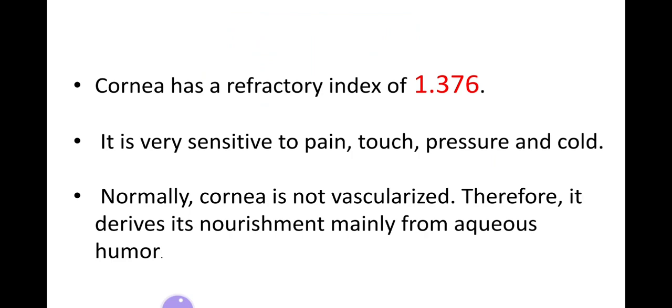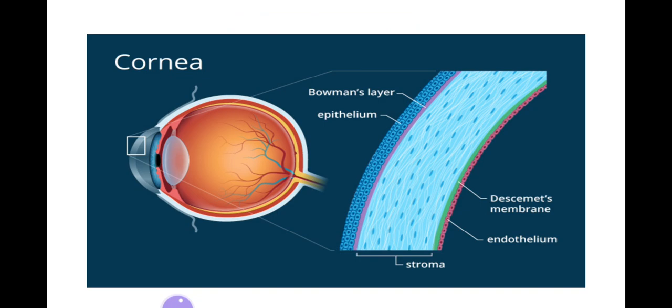Cornea plays a very important role as it has the refractive index of 1.376. It is very sensitive to pain, touch, pressure and cold. Normally, cornea is not vascularized. Therefore, it derives nourishment mainly from the aqueous humor.